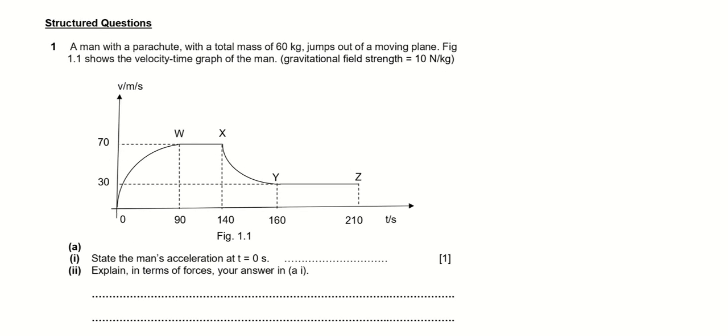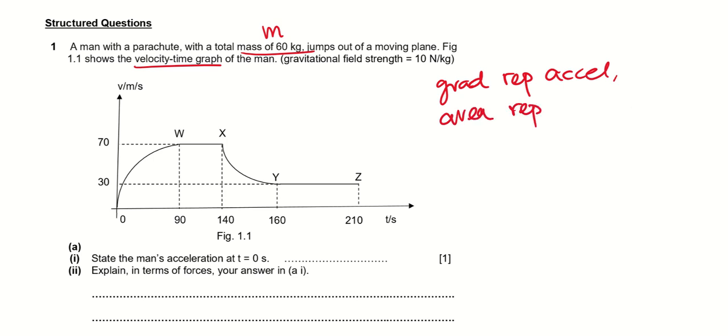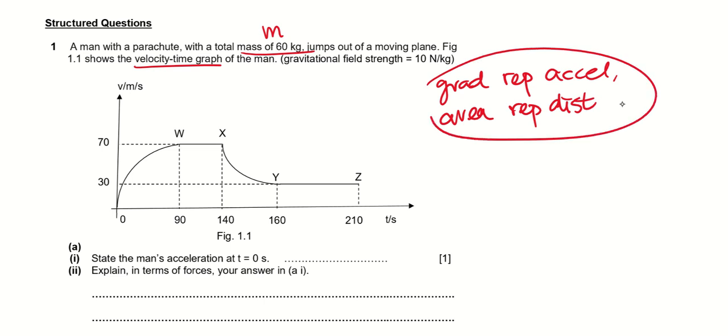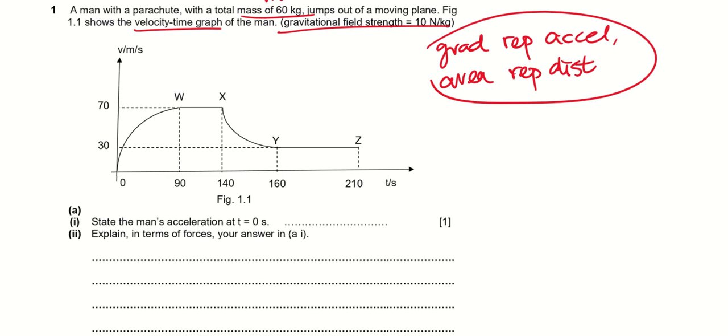A man with a parachute with a total mass of 60 kg, please annotate this will be the mass, jumps out of a moving plane. Figure 1.1 shows the v-t graph. So what's important about a v-t graph? Gradient represents acceleration, and the area under the graph represents distance traveled. So we may need these two concepts later. Now, gravitational field strength is 10 newton per kg. All right. So, question A part 1, state the man's acceleration at t equals 0 seconds.